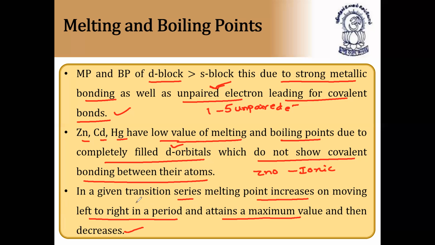Similarly, in yttrium to cadmium also, from yttrium up to before cadmium, the melting point increases, but for cadmium, it decreases. So at the end of the elements, after attaining the maximum value, it decreases. So this is the trend of melting and boiling points.